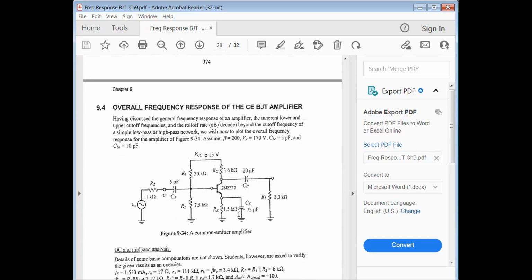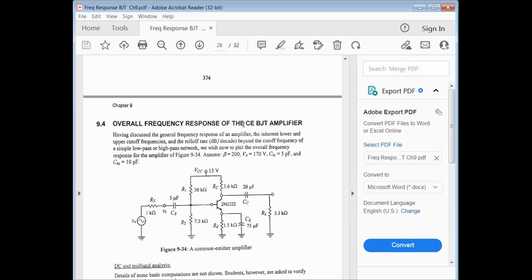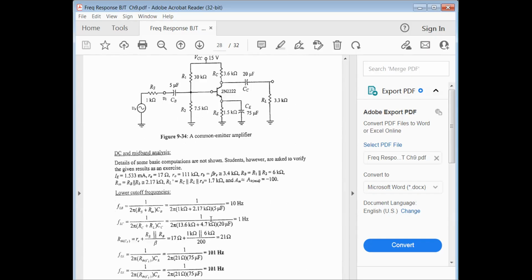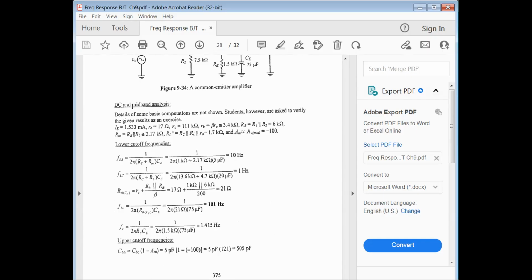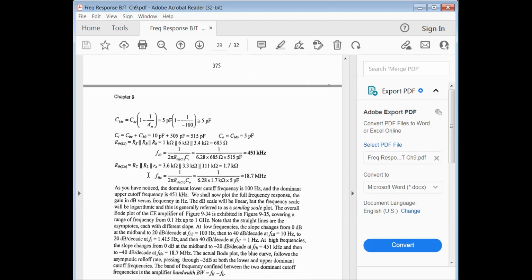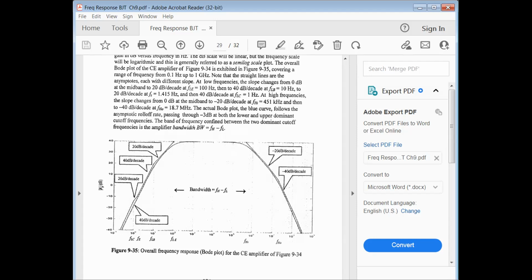So, section 9.4, overall frequency response of the common emitter amplifier. So here's the common emitter amplifier, same as we've seen before. Here's our DC and mid-band analysis, low cutoff frequency, upper cutoff frequency. And here's our plot of the gain as a function of frequency, showing all of the poles. And remember, as I pointed out earlier, our mid-band is relatively flat. At a high frequency it starts to roll off here at 20 dB per decade, where a decade is a factor of 10.